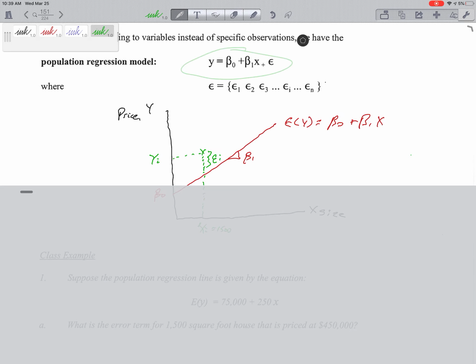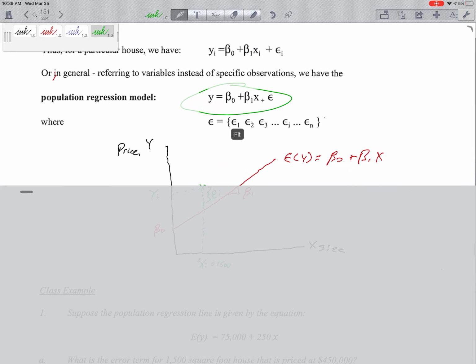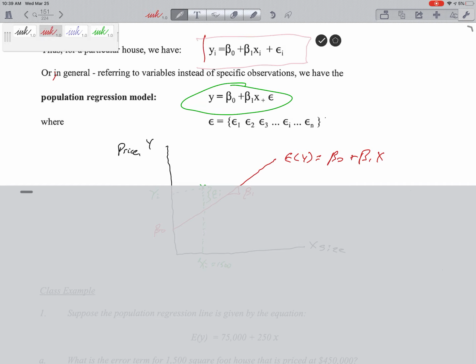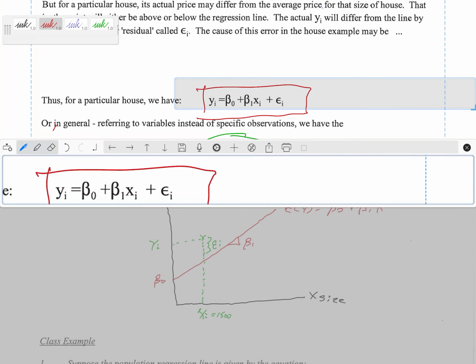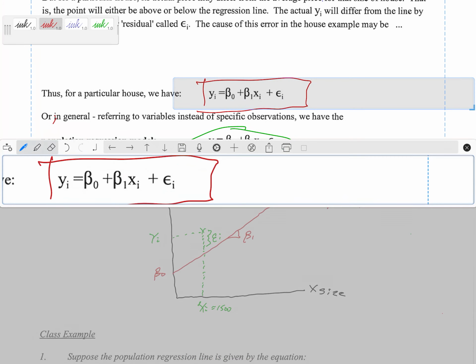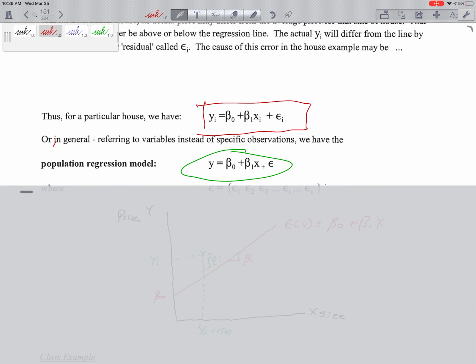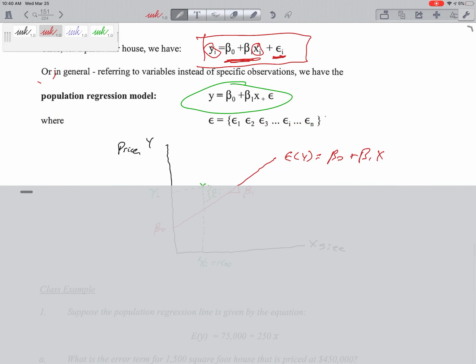And so we have something that looks like this. So a particular yi, maybe this would be the better one up here to take a look at. The ith house has a specific size and a specific price, and it can be shown by the regression line, and then the epsilon i, which is the error, is that difference between it and the regression line right here.